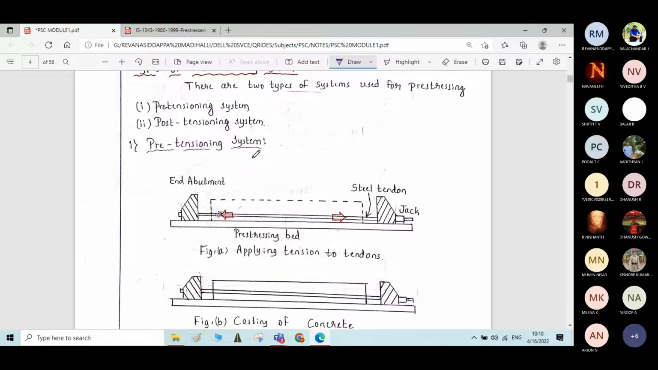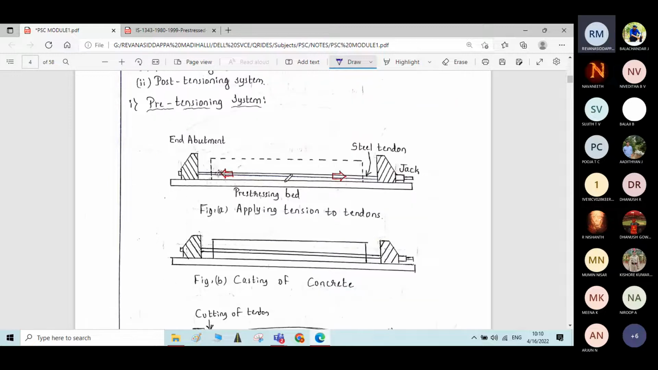Okay, just look into the title, pre-tensioning system. Pre means what? Prior to the process, correct? Pre means prior to the process. Okay, what process here we have? We have the pre-stressing process. Here what will be done is the pre-stressing will be done prior to placing the concrete into the mold.